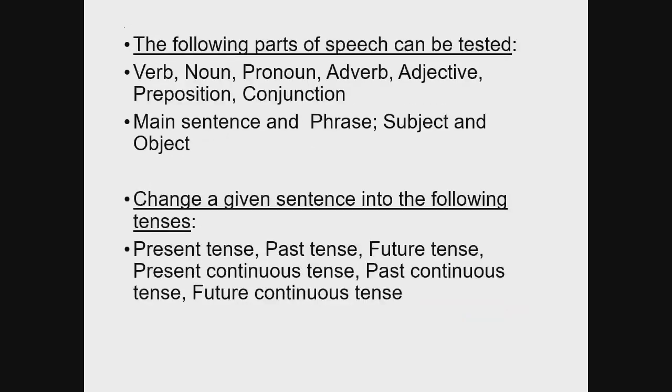The following parts of speech can be tested: verb, noun, pronoun, adverb, adjective, preposition, conjunction, the main sentences and the phrase, the subject and the object. You can be asked to change given sentences into the following tenses: present tense, past tense, future tense, present continuous tense, past continuous tense, or future continuous tense. Make sure you know these, please. This was schoolwork already.